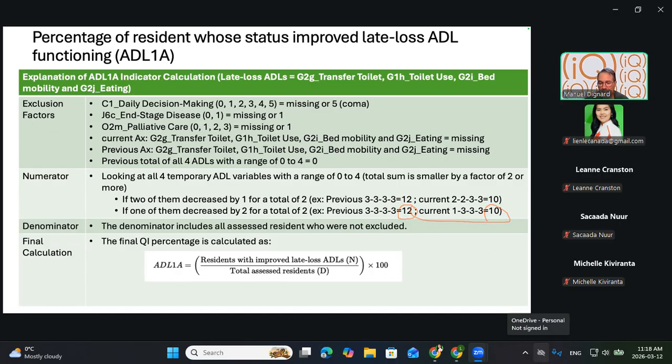This indicator is especially useful when you're assessing the effectiveness of your restorative care programs and staff interventions. If you're seeing positive trends, it's a strong signal that your team is supporting residents effectively in regaining function, not necessarily just maintaining it. It also provides valuable evidence of quality when families ask, are residents actually improving here? This is one of the ways that we show that yes, improvement is possible and it's actually being tracked as well.